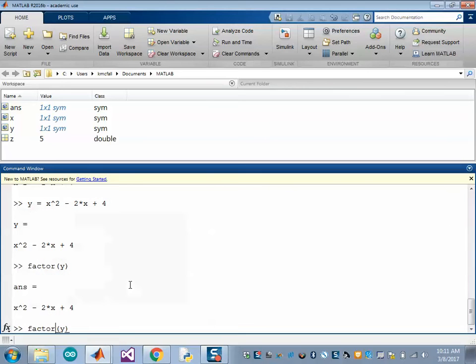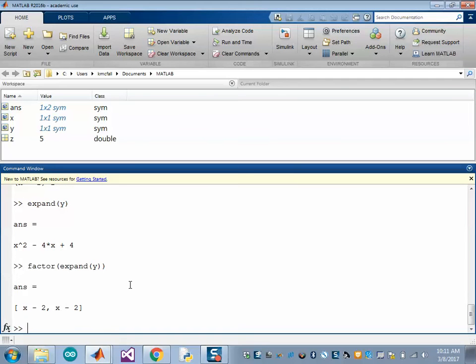Well, let me go the other direction. We can do, let's say, y is equal to (x minus 2) squared. And then if I do the expand function on y, it will expand it out. Okay, that's kind of neat. I mean, this is kind of middle school math type stuff, but it's useful. It does things for you that otherwise you have to do by hand. So now, if I then did factor on that, it will bring me back the other way.